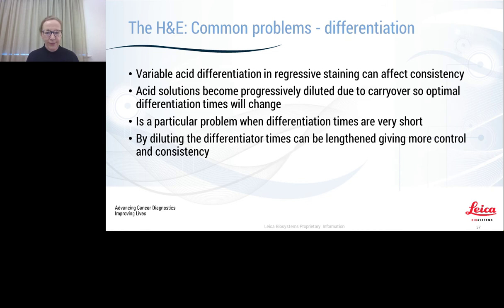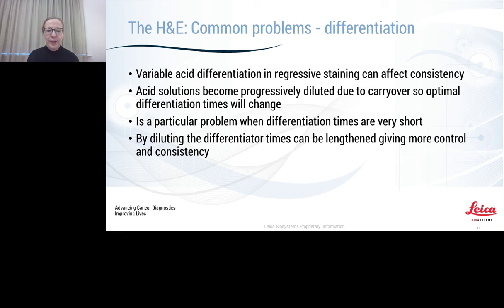Moving on to the differentiation. Differentiation occurs in a regressive stain where you need to be taking out that excessive amount of hematoxylin and just leaving the elements you do want to stay with hematoxylin, the nuclei, well stained. So the variable acid differentiation can affect the consistency. And again, because there's carryover in either a bench setup or in an instrument, you will find that they become progressively diluted, and so the optimal differentiation times can change. And this is particularly an issue if you have quite an aggressive time.